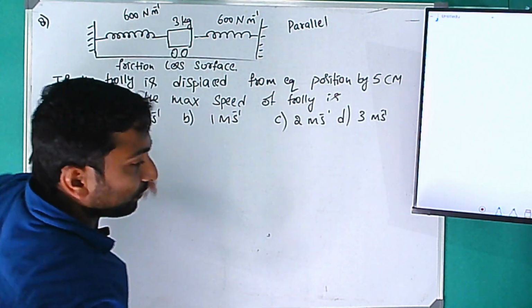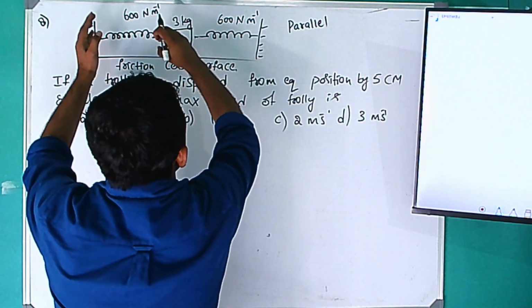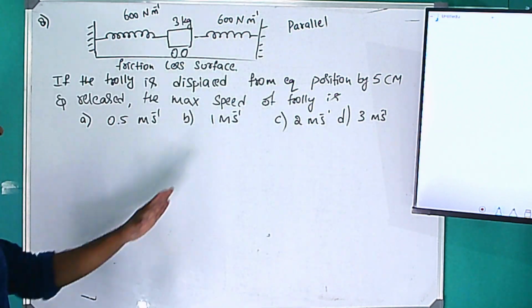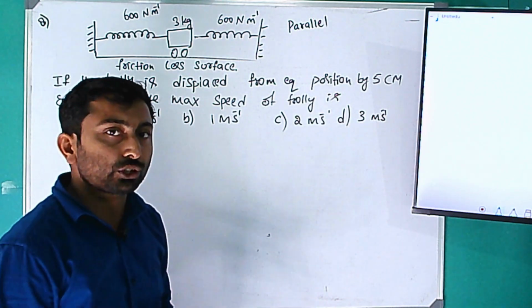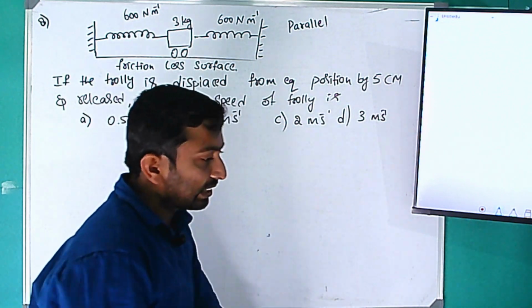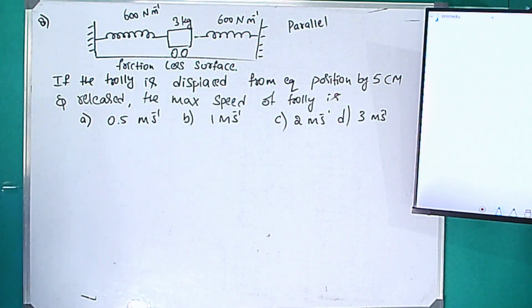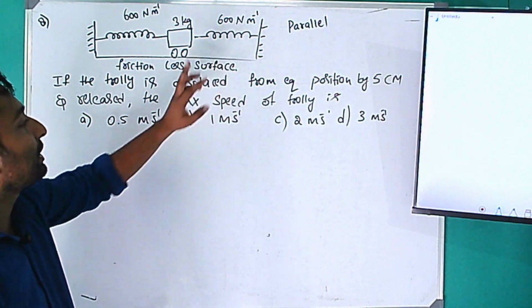Now the trolley is lying on a frictionless surface. ಈ ಸರ್ಫೇಸ್ ಫ್ರಿಕ್ಷನ್ 0 ಅಂತ ಅಸ್ಯೂಮ್ ಮಾಡ್ಕೊಳ್ಳೋಣ. ಈಗ ಈ ಟ್ರಾಲಿನ 5 ಸೆಂಟಿಮೀಟರ್ ಡಿಸ್ಪ್ಲೇಸ್ ಮಾಡಿ ಬಿಟ್ರೆ ಅದು ಟು ಅಂಡ್ ಫ್ರೋ ಮೋಷನ್ ಎಕ್ಸಿಕ್ಯೂಟ್ ಆಗುತ್ತೆ. ಇಟ್ ಎಕ್ಸಿಕ್ಯೂಟ್ ಸಿಂಪಲ್ ಹಾರ್ಮೋನಿಕ್ ಮೋಷನ್. ಈಗ ಆ ಸಿಂಪಲ್ ಹಾರ್ಮೋನಿಕ್ ಮೋಷನ್ ಮ್ಯಾಕ್ಸಿಮಮ್ ಸ್ಪೀಡ್ ಎಷ್ಟಿರುತ್ತೆ ಅಂತ ಕೇಳ್ತಿದ್ದಾರೆ. ಸೊ ಇಸ್ ದ ಕ್ವಶನ್ ಕ್ಲಿಯರ್? ಲುಕ್ ಅಟ್ ದ ಕ್ವಶನ್ ಒನ್ಸ್ ಅಗೈನ್. ಸೊ ಫೈಂಡ್ ದ ಮ್ಯಾಕ್ಸಿಮಮ್ ಸ್ಪೀಡ್ ಆಫ್ ದ ಟ್ರಾಲಿ.